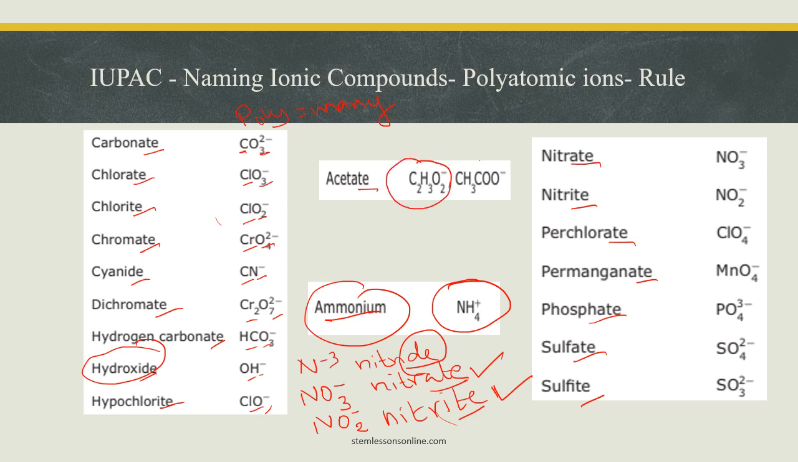C2H3O2 negative, or it can appear as CH3COO negative. So you shouldn't get confused with that one. That's the only thing about the polyatomic ions I want to talk about now. And now we will practice the naming and writing. Okay.